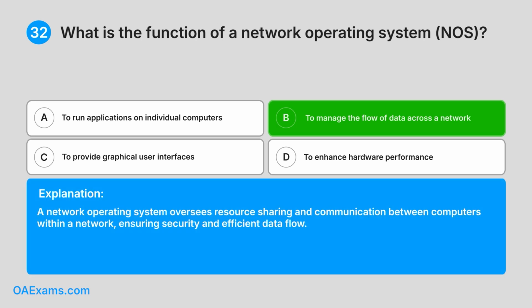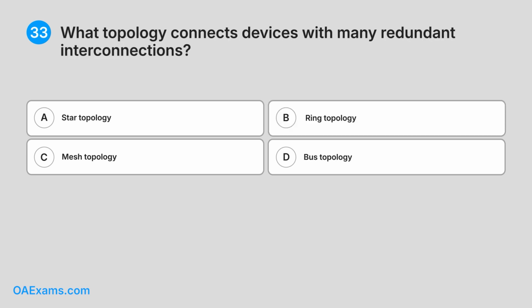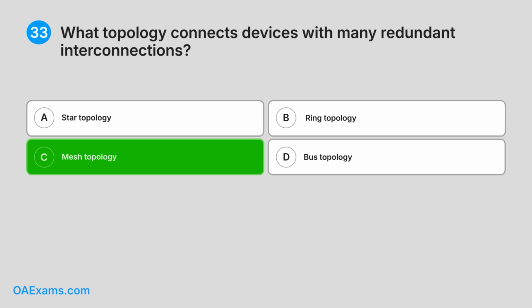Explanation: A network operating system oversees resource sharing and communication between computers within a network, ensuring security and efficient data flow. 33. What topology connects devices with many redundant interconnections? A. Star topology. B. Ring topology. C. Mesh topology. D. Bus topology. Can you guess the answer? Correct answer: C. Mesh topology.